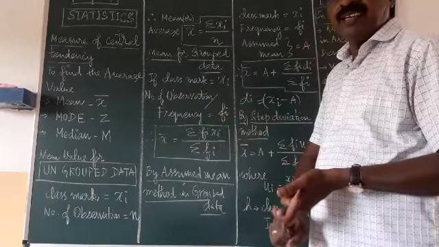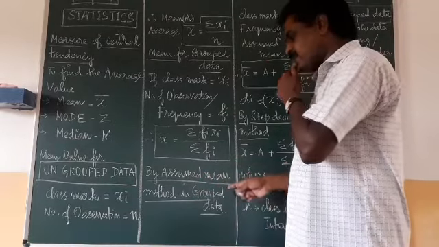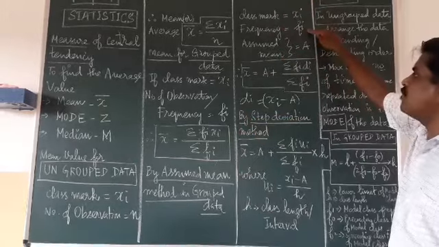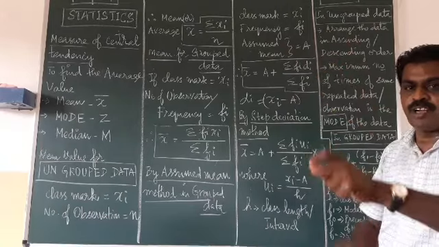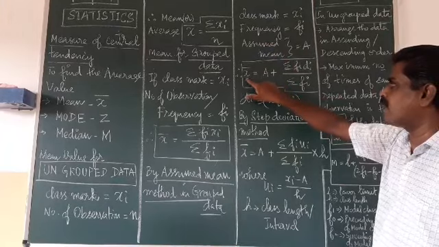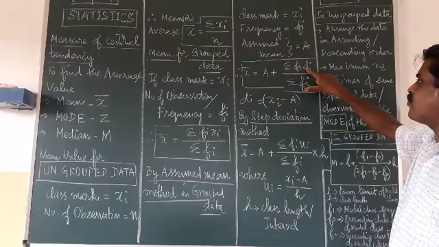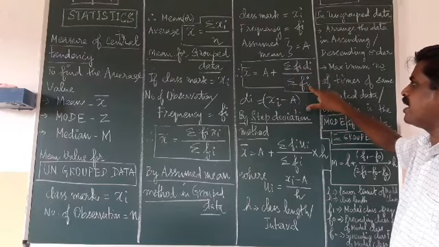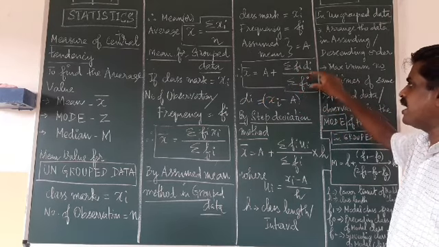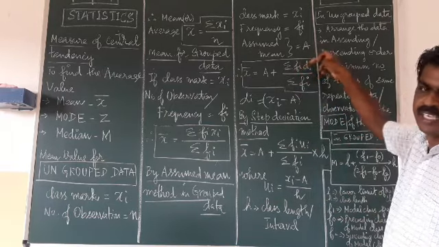If the data is large and lengthy, you will go for the assumed mean method. In grouped data, the class mark and frequency will be given, and from the class marks you select one as the assumed mean and calculate the mean value. The formula is x bar equal to assumed mean plus sigma fi di upon sigma fi. Sigma fi means the summation of all the frequencies, and sigma fi di means the summation of the fi di column.